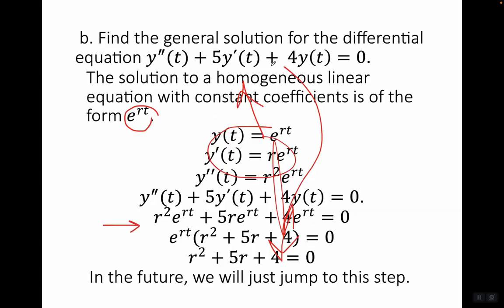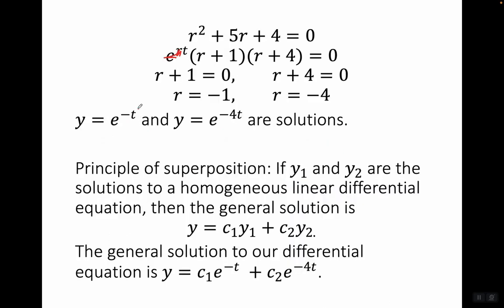Again, recall that our general solution was of the form y equals e to the r t. That means we have y equals e to the negative t, and y equals e to the negative 4t. So those are our two solutions. But there's the principle of superposition. If y1 and y2 are solutions to a homogeneous linear differential equation, then the general solution is y equals c1 y1 plus c2 y2. And then the general solution to our differential equation is going to be y equals c1 e to the negative t plus c2 e to the negative 4t.